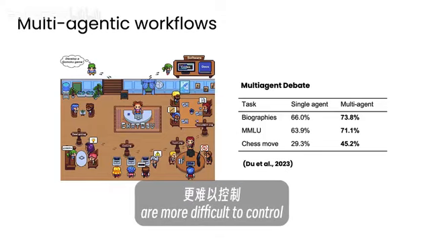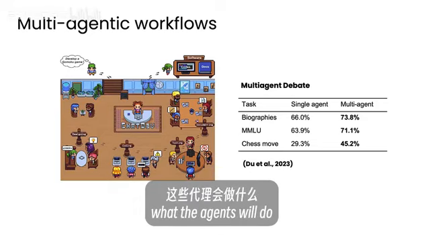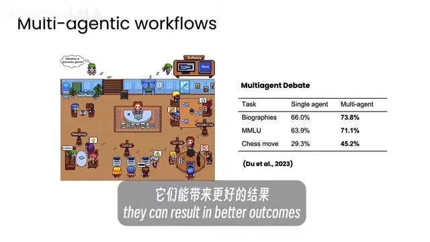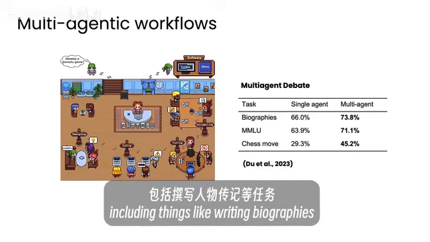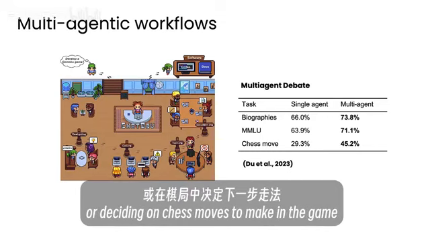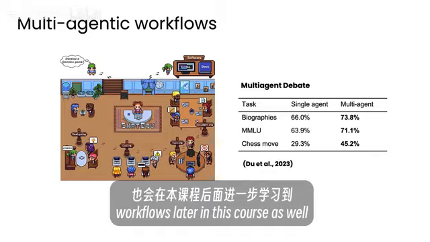Multi-agent workflows are more difficult to control since you don't always know ahead of time what the agents will do, but research has shown that they can result in better outcomes for many complex tasks, including things like writing biographies or deciding on chess moves to make in a game. You'll learn more about multi-agentic workflows later in this course as well.